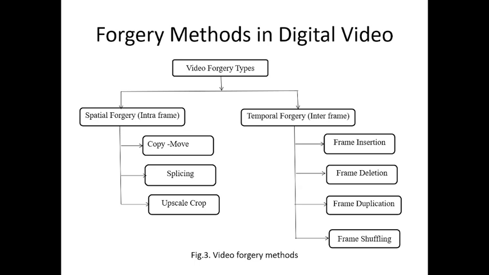Whereas temporal forgery, which is also known as interframe forgery, involves manipulating the concatenated sequence of frames of the video. The progression of temporal tampering occurs across time. It primarily influences how the gadgets record the time sequence of visual data. Tampering occurs at the frame level and involves adding, removing, and shuffling of frames. Further, temporal forgery is categorized into frame insertion, frame deletion, frame duplication, and frame shuffling.